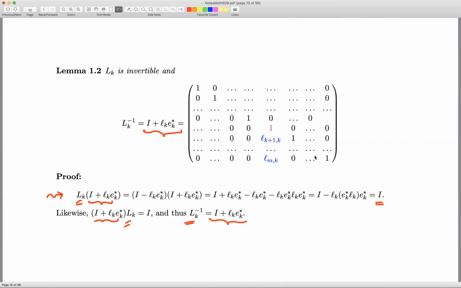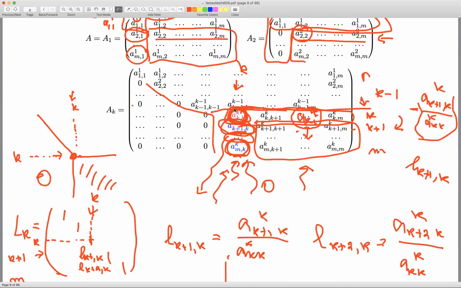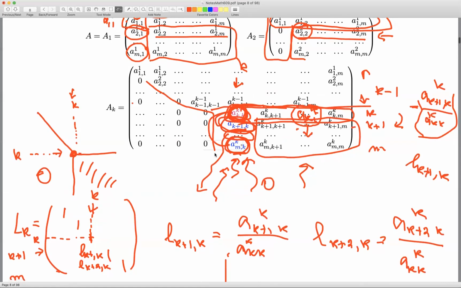We have ones on the main diagonal, and here we have column K, and in this column K, everything below the main diagonal are actually those L's, where again, what is L_JK? L_JK is A_JK divided by A_KK. And again, what were those? Those were all the elements below the pivot element in the kth step. So this divided by this, and so on, this divided by that.